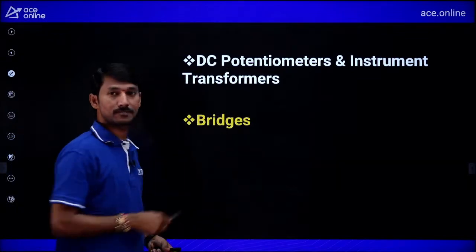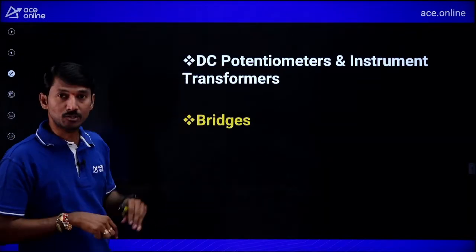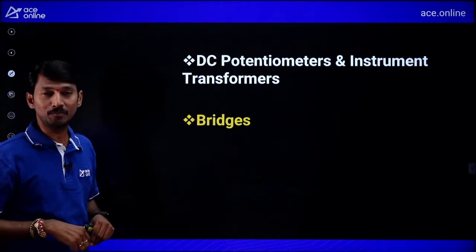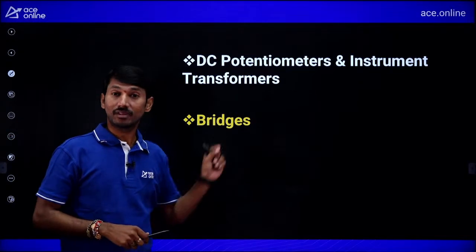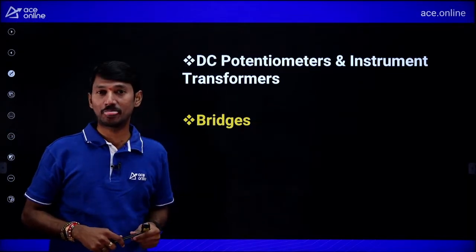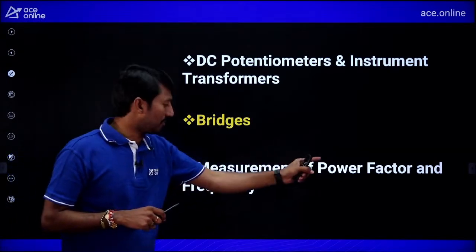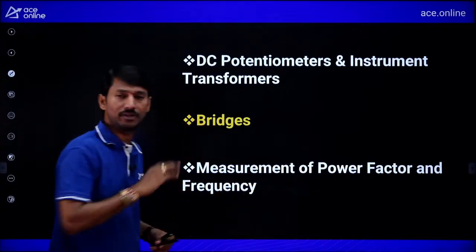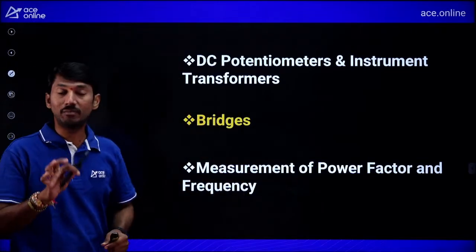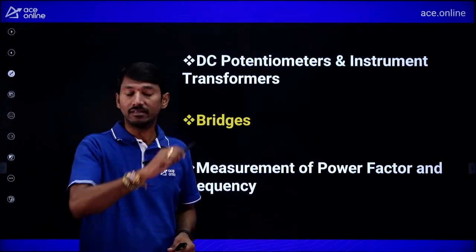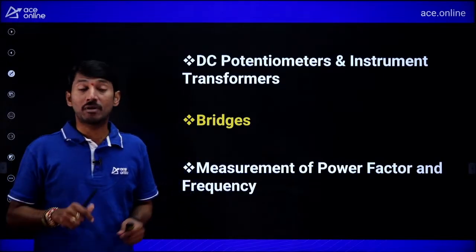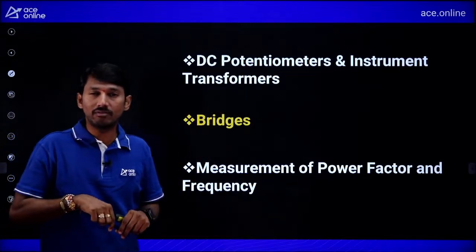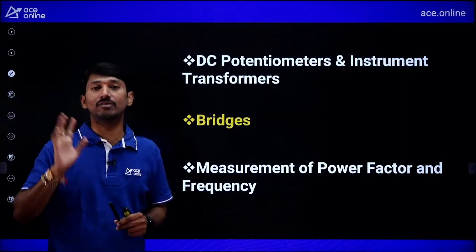Next, bridges. If you take these bridges at this point, you can have the idea. When all topics are clear, you can do these bridges very easily. In this, DC bridges, AC bridges, everything will be taken. And then measurement of power factor and frequency. It is a special topic, I can say. All these topics will be under electrical measurements. This is the way of preparation one by one. But what people do is take bridges directly or this topic directly. Don't go like this. Step by step is always advisable.